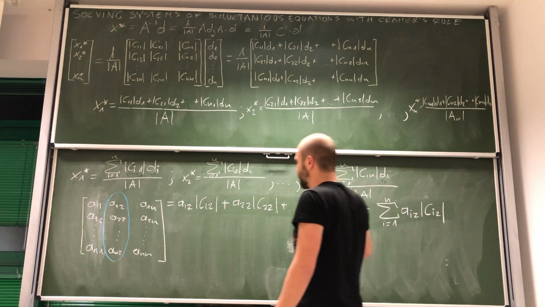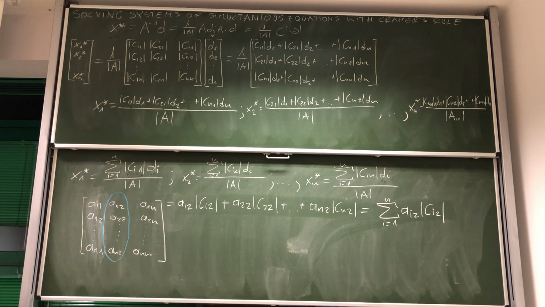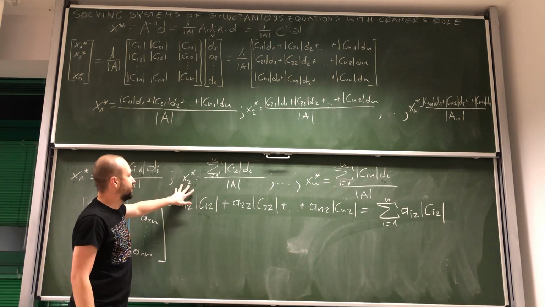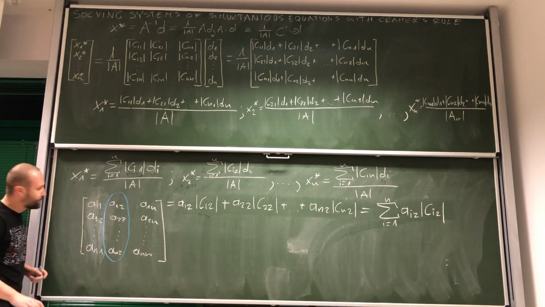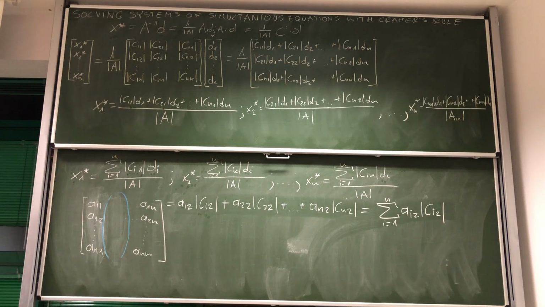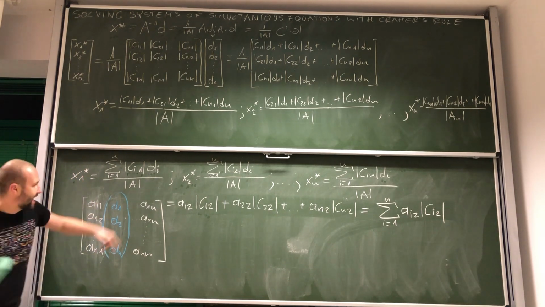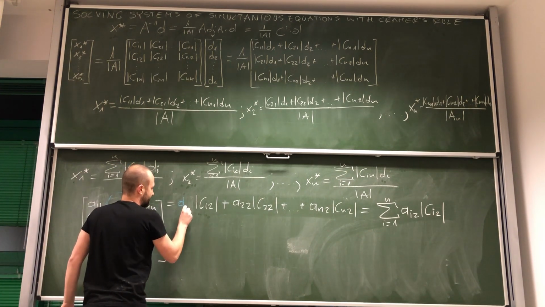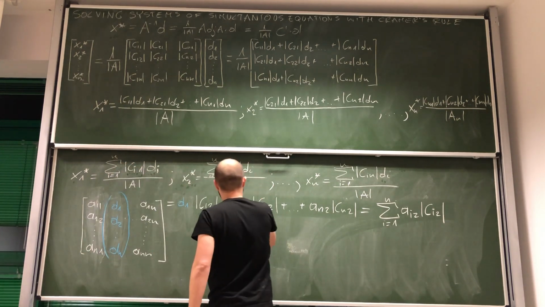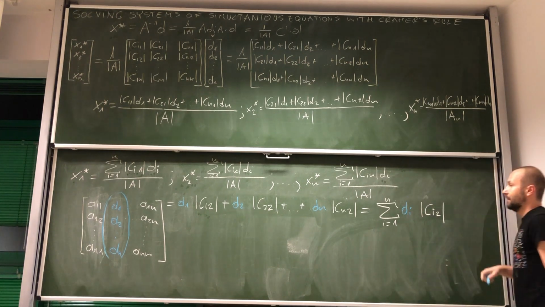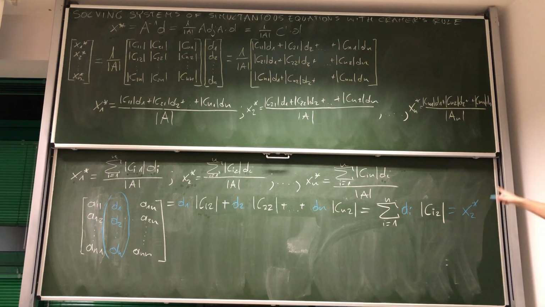Now, what should I do over here to get an appropriate result? Because I want to transform this expression into this one. How would I do it? Maybe we're going to use the same trick. What if I replace this column with the vector of constant terms d1, d2, dn? Well, what will happen over here? We will have d1, d2, dn, di. Again, this is equal to x2 with asterisk. So we got a second solution.